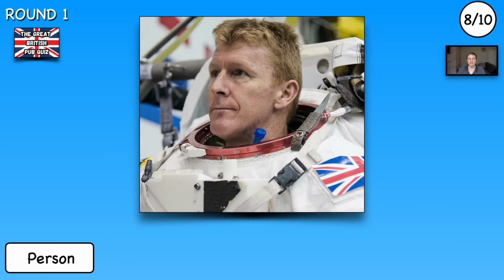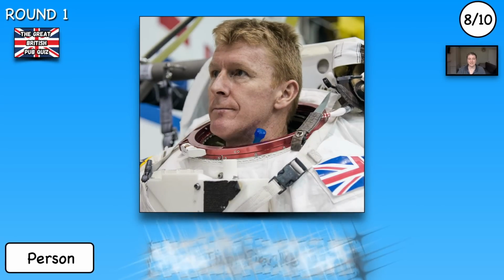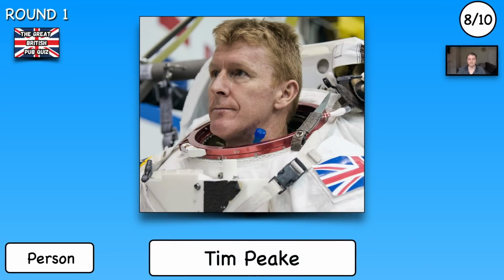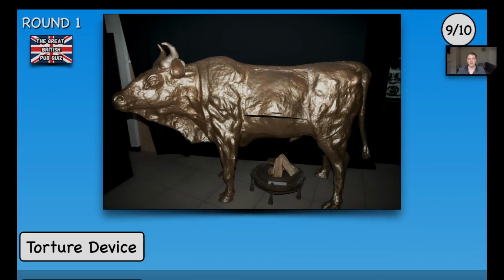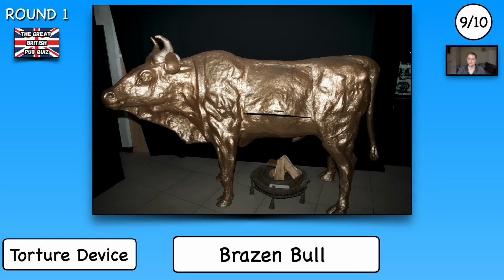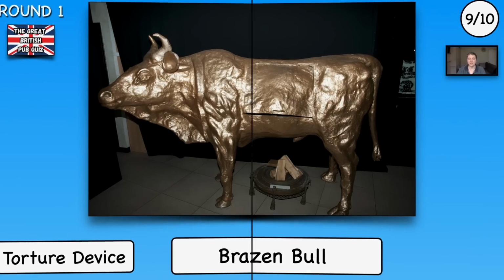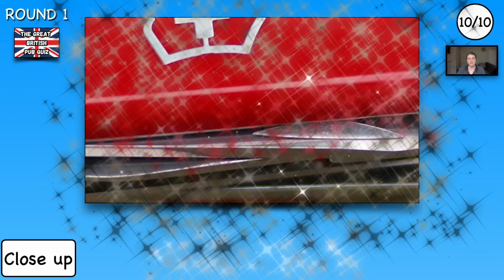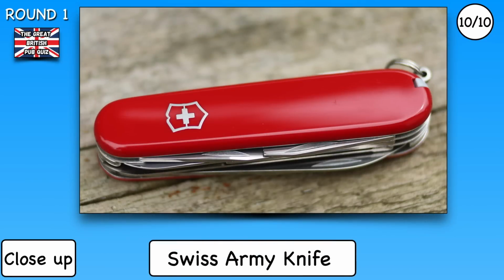Number 8 is Tim Peake. And number 9, the torture device, is the brazen ball or the bronze ball. Either's fine. And the last one, number 10, the close-up. It is a close-up of a Swiss Army knife.